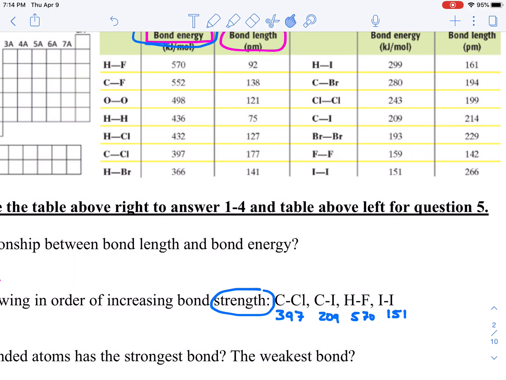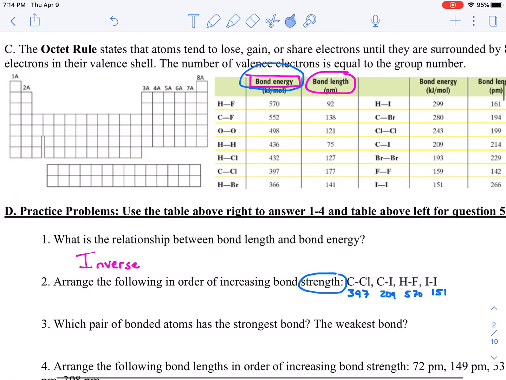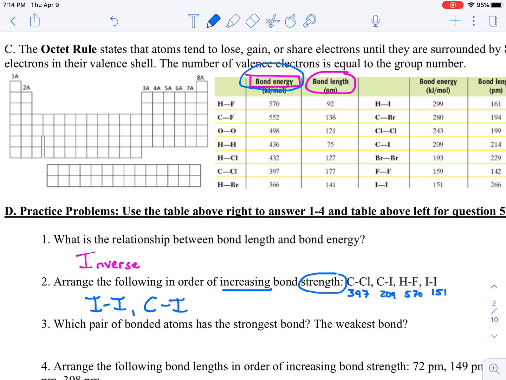All right, moving on. So our goal is to order these in increasing bond strength. If we're asked to order something in a fashion that is increasing, that means getting from smallest to largest. So we take our smallest number, that was the II bond. Next up was 209, which is CI. Next up was CCl because it's at 397, and finally our 570 is HF. So that goes from the weakest bond to break to the strongest bond, between H and F.